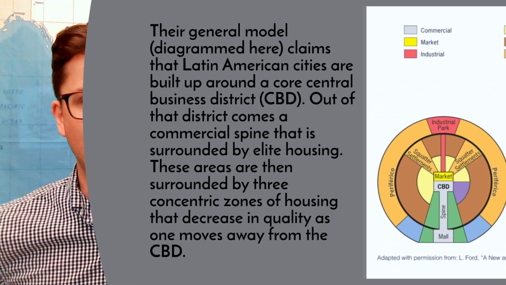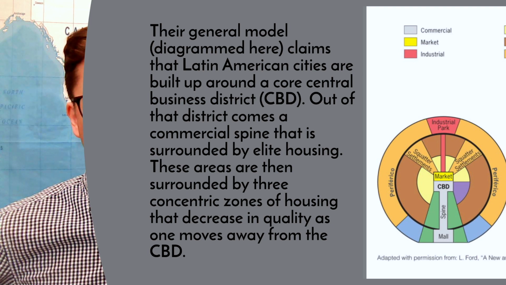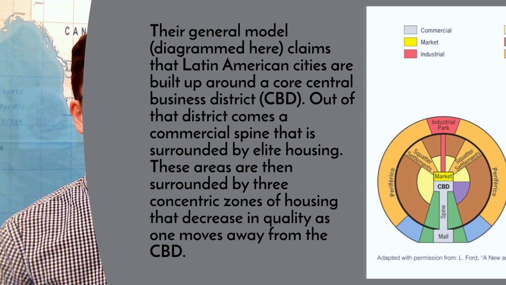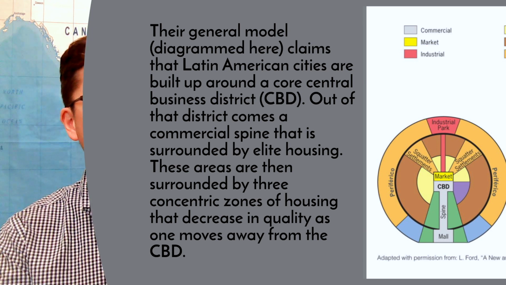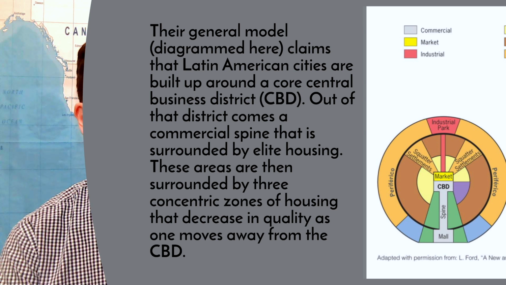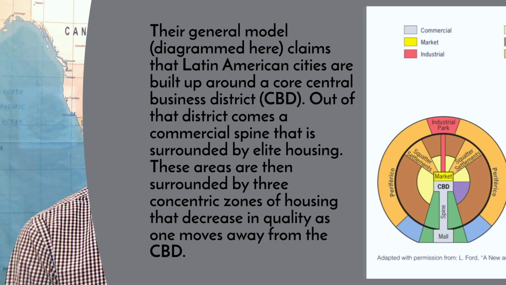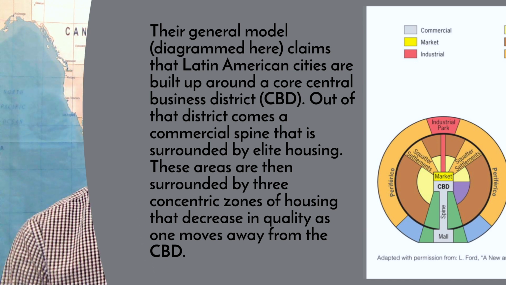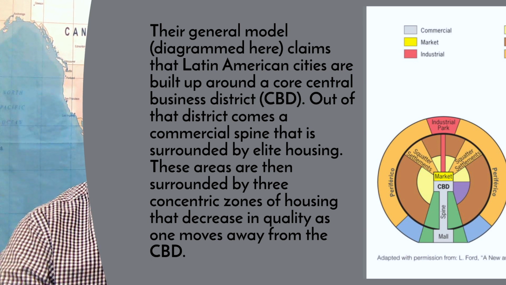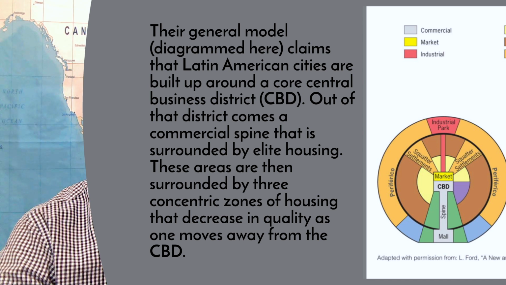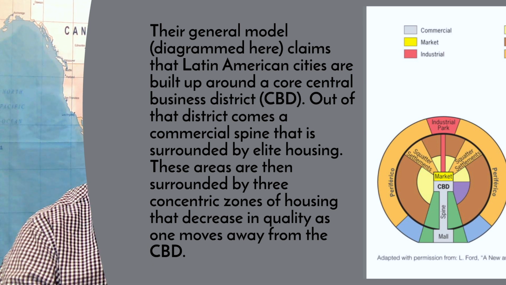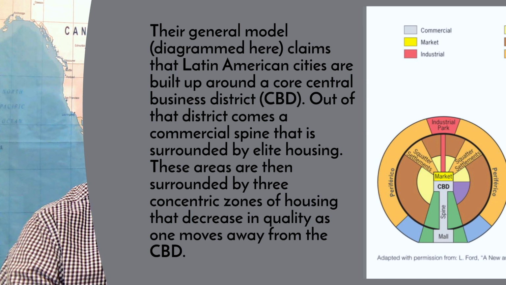The Latin American city model, which we can see diagrammed on the right, claims that Latin American cities are built up around a core central business district, but out of that business district has a spine of elite housing. These areas are then surrounded by concentric zones of housing that decrease in quality as you move away from the city. And this is where we see things like squatter settlements develop in Latin American cities, where people are moving from rural areas to urban areas en masse for better opportunities of work.